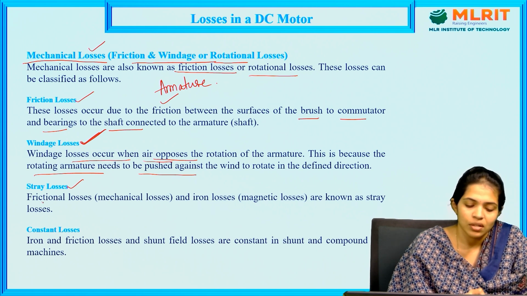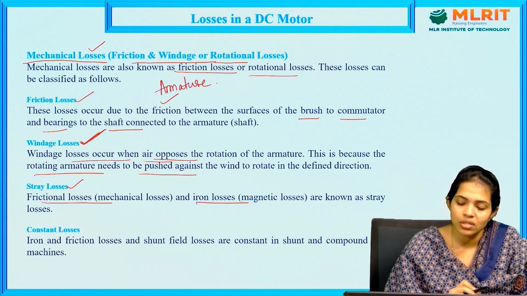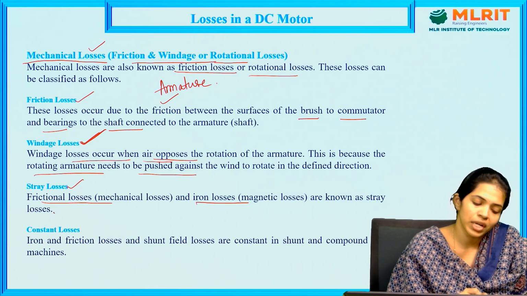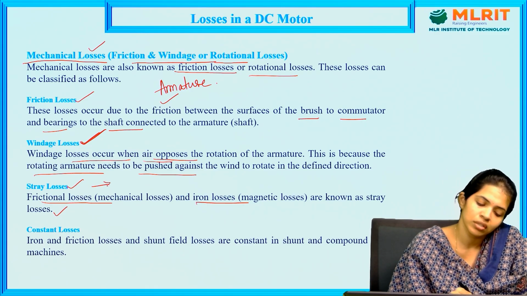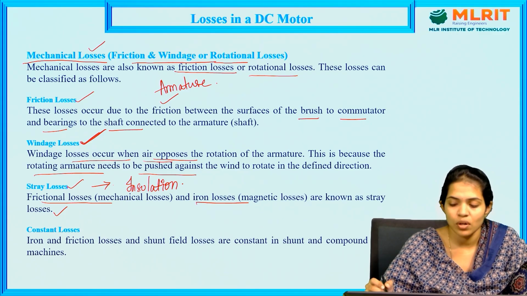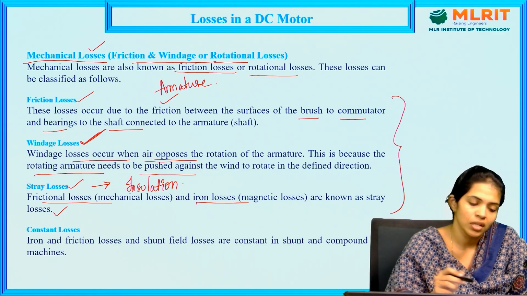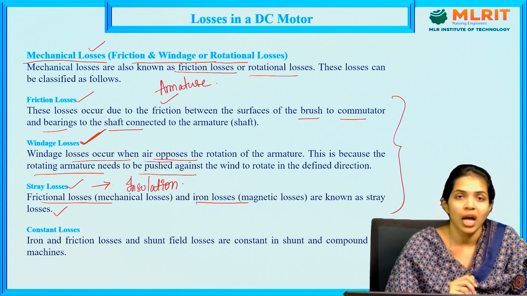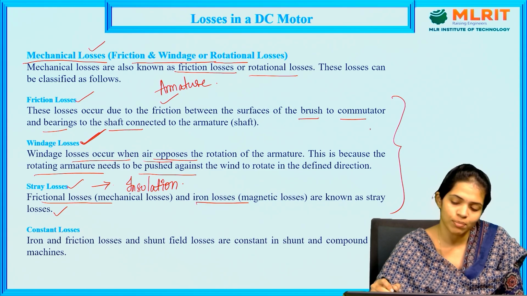Stray losses. The frictional losses and the iron losses are known as the stray losses. Stray losses can also be considered as the losses which occur due to the insulation. All these losses constitute a very low percentage of the total full load losses. The frictional, windage, and stray losses which occur in the DC motor constitute a very low percentage, up to 1 to 2% of the full load copper loss.